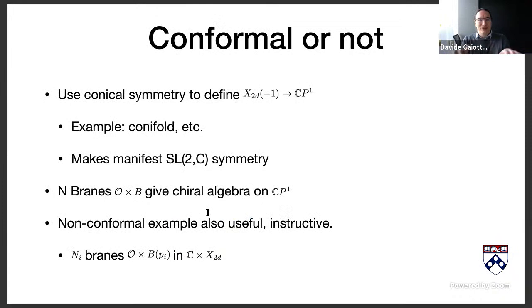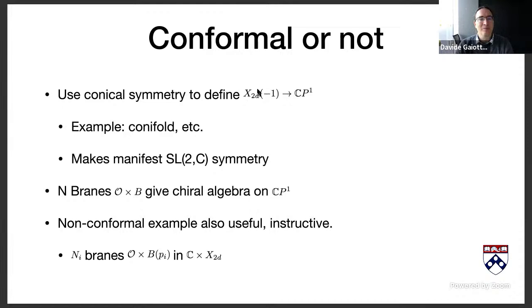But ignoring that for the moment, it's very easy to set up the problem in such a way that you have a CP1 to start with. So you can sort of fiber your cone over CP1 in a way that is sort of like a conifold. You get a geometry which manifests an SU(2) global symmetry, which becomes the global conformal symmetry of the chiral algebra. And you can wrap your branes on CP1 at the tip of this cone.